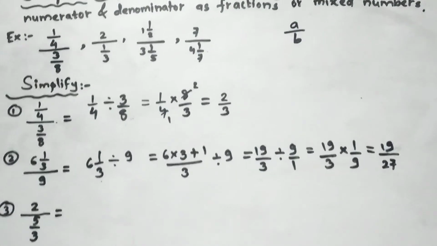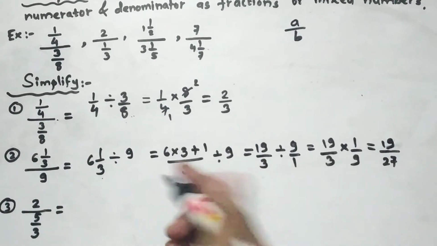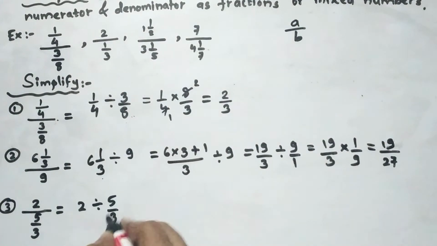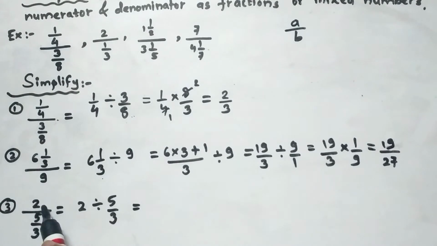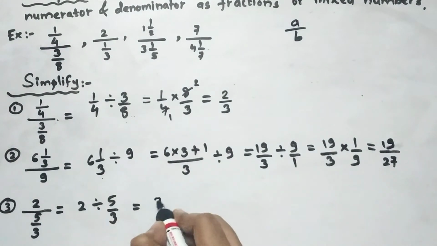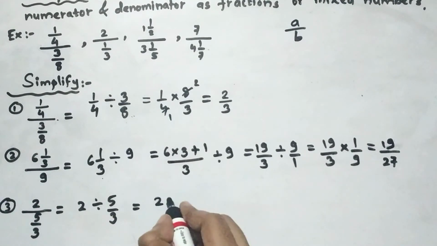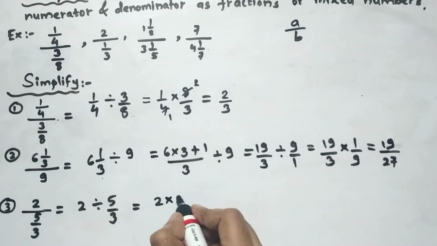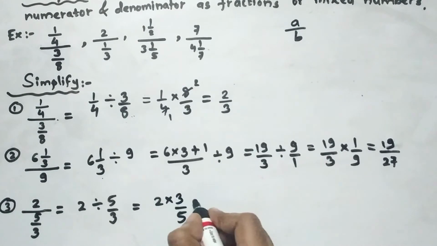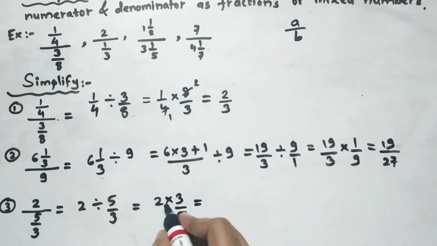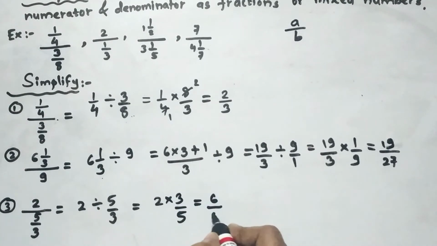Next example we have 2 divided by 5 by 3. Here our numerator is in the form of a whole number and the denominator is in the form of a fraction. We'll write 2 as it is. This division sign will change into multiplication. 5 by 3 will flip, we get 3 by 5. Here it is not possible to simplify, so just take the product of the numerators, that is 2 threes are 6, and this is 5. 6 by 5.